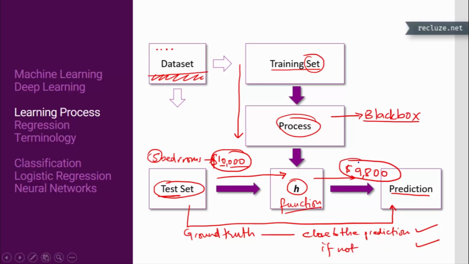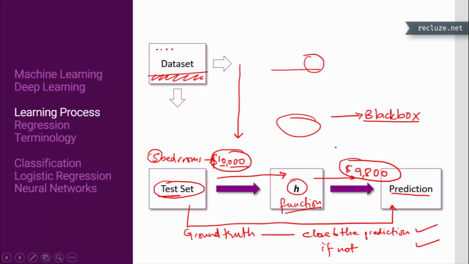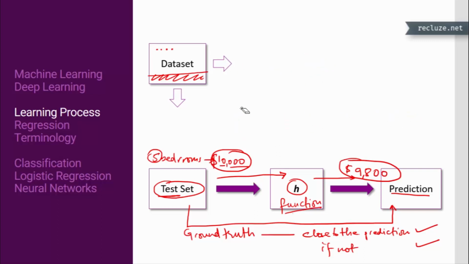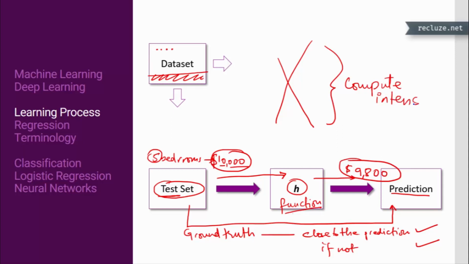Now, once you have this h, you no longer need the training set and the process. This h is a function, and we can take our test set, give it to h, and it can make the predictions. We don't need the whole portion over here. This is going to be really important when you do practical machine learning, because this portion is compute intensive. You need heavy machinery to carry it out.